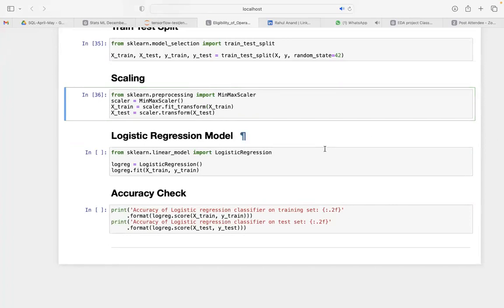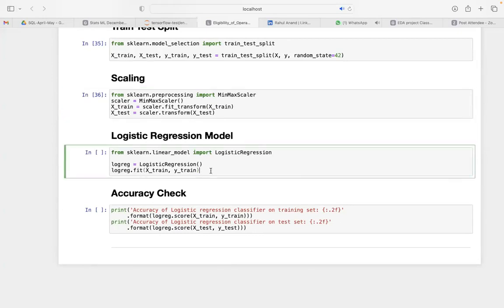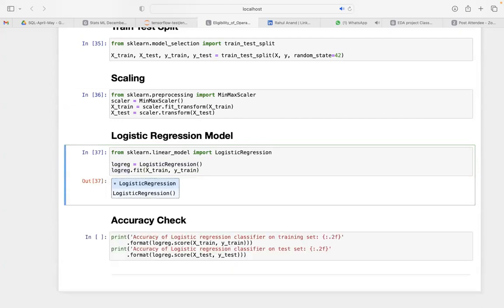So once we have done the scaling, as you can see, on train and test both, we just need to import logistic regression from sklearn's linear model and store it in an object called logreg, and fit the logreg model. Just call the logistic regression first from the library, then fit the logreg model with your X-train and Y-train data, and once it's done, it will show that it's ready.